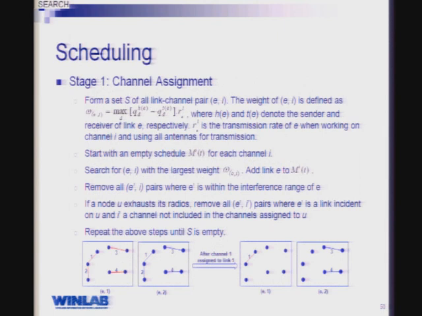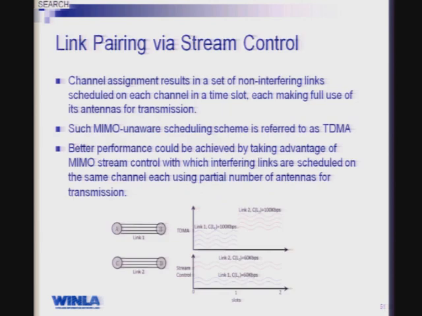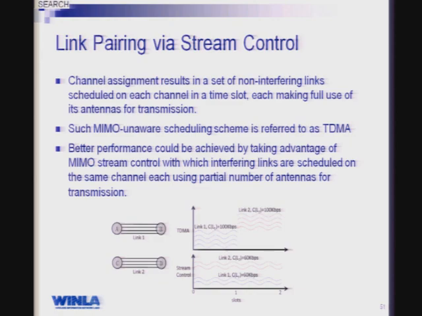So basically your link 3 and 4 can use channel 2. And channel assignment results in a set of non-interfering links scheduled on each channel in a time slot, each making full use of its antennas for transmission. This MIMO-aware scheduling scheme is referred to as TDM in the following.